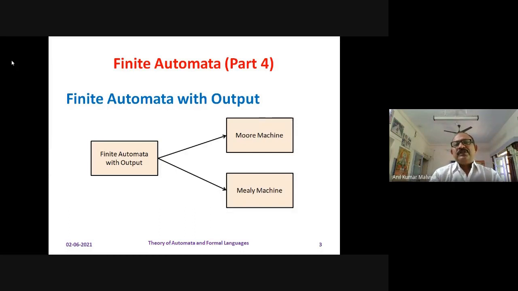These two machines are used in sequential circuit design. Although you can say that sequential circuits are one component of the computer, these two are very important concepts when we are going to design a sequential circuit. Okay.